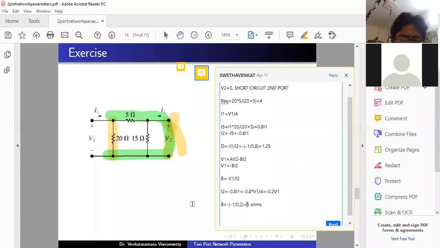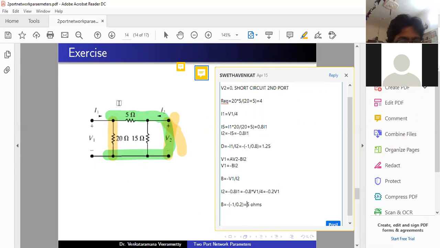As I told you previously, this is a simple circuit. I just considered it to demonstrate how we calculate the different two-port network parameters. But it is better if you practice more with different types of two-port networks. What are the parameters we have calculated till now? That means Z parameters, Y parameters, and ABCD parameters.